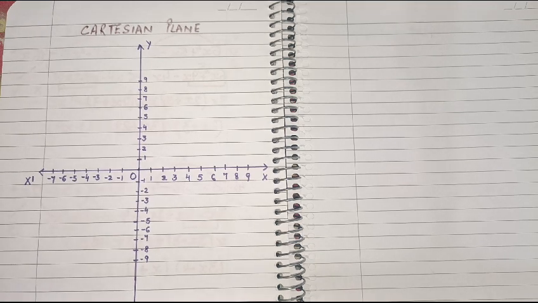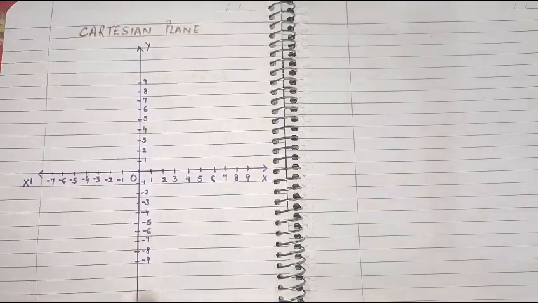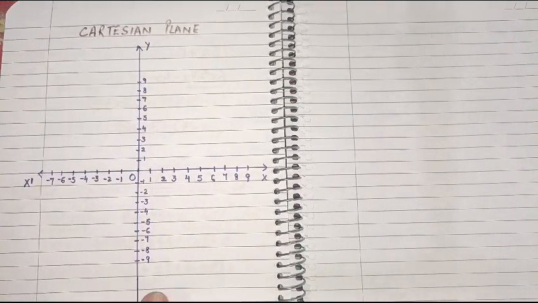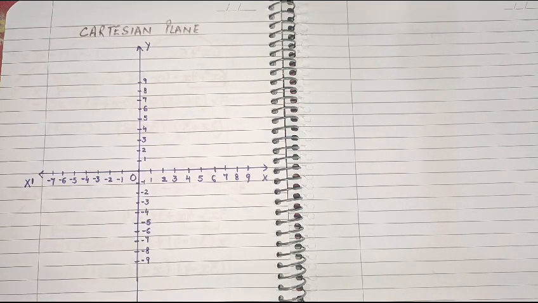This is going to help you understand what a Cartesian plane is. Children, a simple definition of a Cartesian plane is that whenever there are two perpendicular lines drawn on a plane, that plane is called a Cartesian plane.